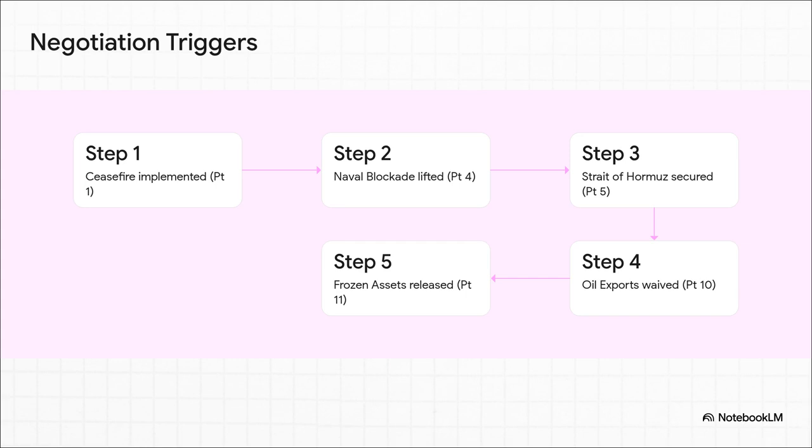Now, point 13 is arguably the structural linchpin of the entire document. It outlines the negotiation trigger conditions. It explicitly states that further talks can begin only after 5 very specific clauses are implemented. It's a strict checklist. Number 1, point 1, the ceasefire. Number 2, point 4, lifting the naval blockade. Number 3, point 5, securing the Strait of Hormuz. Number 4, point 10, granting oil export waivers. And number 5, point 11, releasing frozen assets. If those 5 foundational steps aren't complete, the broader negotiations are completely paralyzed.